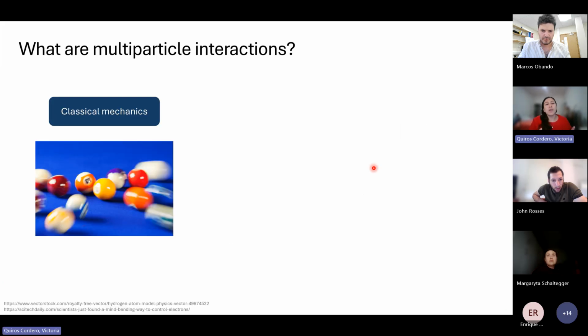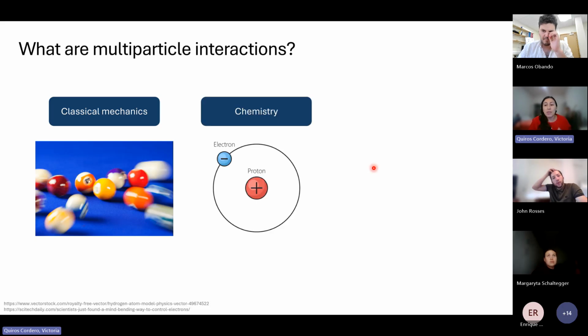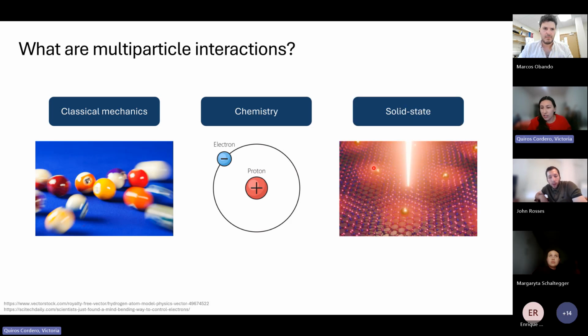Okay. So first, from a very broad audience perspective, I want to clarify what we can think of as multiparticle interactions. At the most basic, you can think of them as collisions, as in classical mechanics with billiard balls. In chemistry, it is when a proton and an electron come together to form a hydrogen atom. And in solid state, when you excite metals with a laser or any light, you create a sea of oscillating electrons.